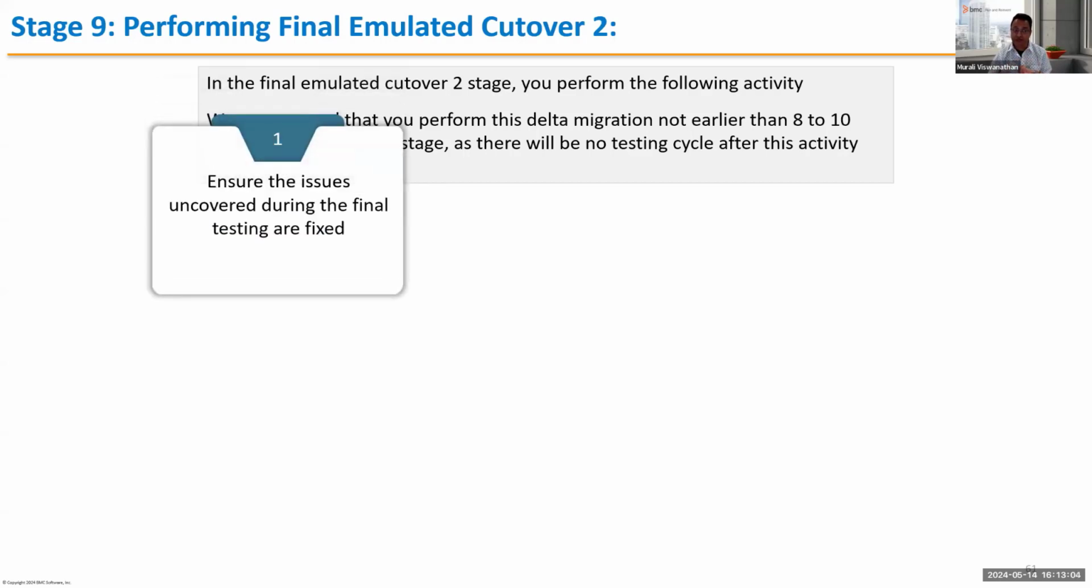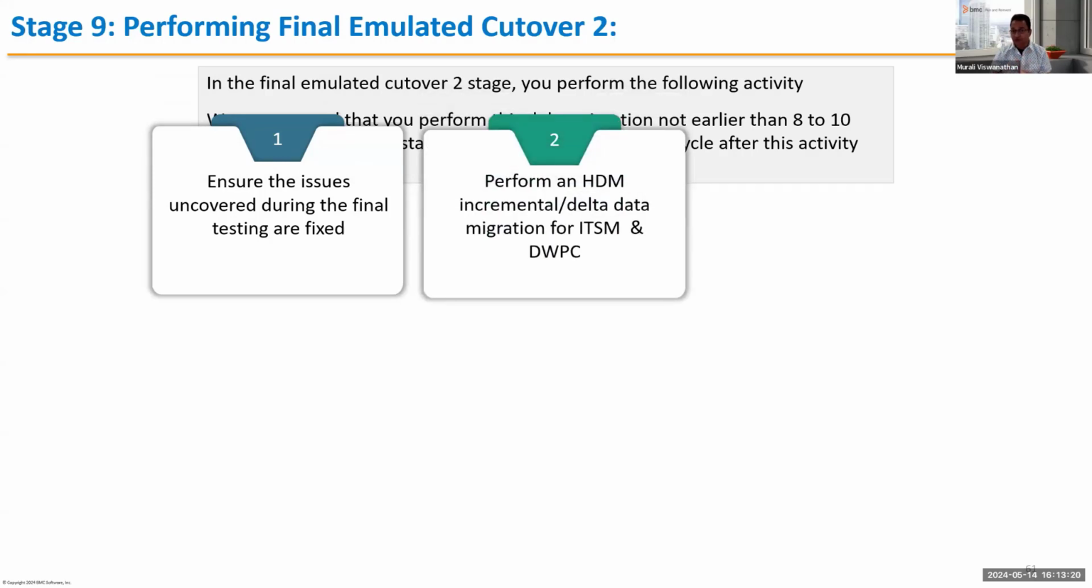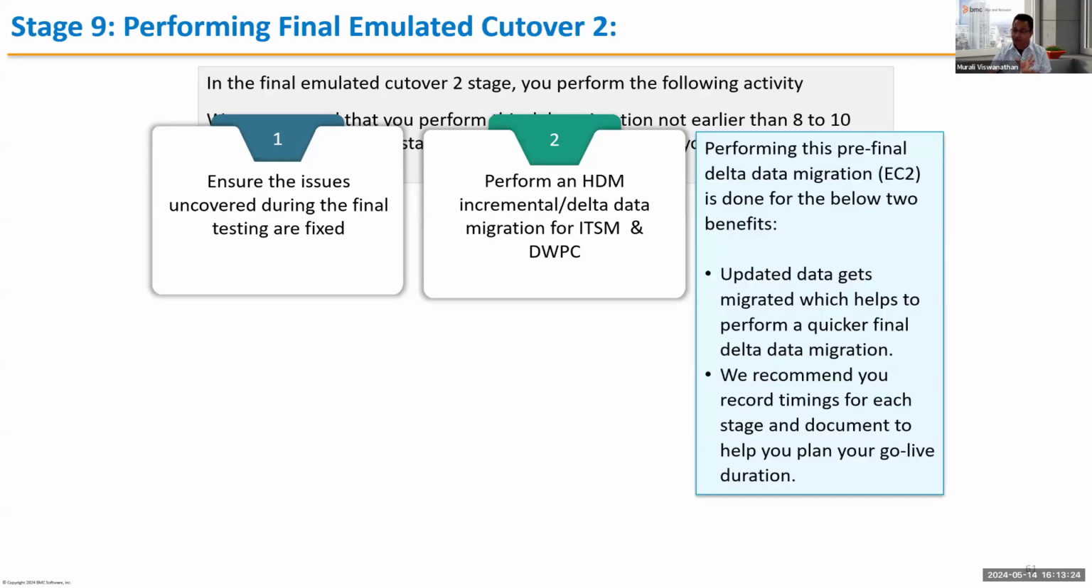Ensure the issues uncovered during the final testing are fixed, because remember you did a final testing. If you skip stage 8, it's fine. But if you're forced to do stage 8 because of the changes you brought over, make sure you also have the fixes for those. Then you perform your incremental run, of course, with your copy of the database.